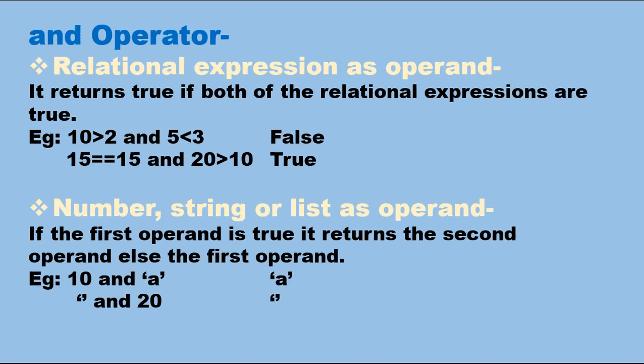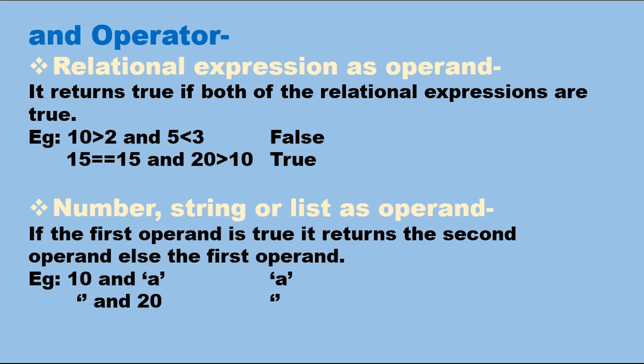Coming up to the AND operator. This operator can also take either the relational expression as an operand or number, string, or list as an operand. Now if the relational expressions are the operands, then it will return true if both the relational expressions are true. For example, 10 greater than 2 and 5 less than 3. 10 greater than 2 is true, but 5 less than 3 is false. Therefore, the answer is false.